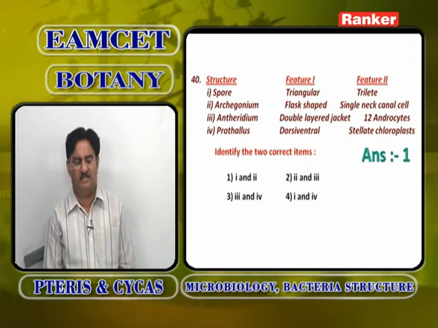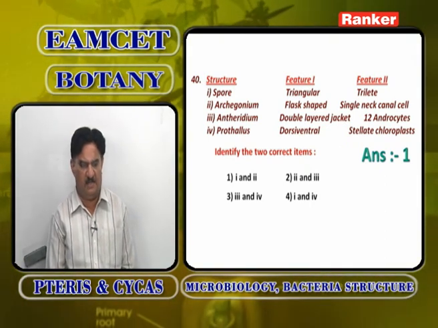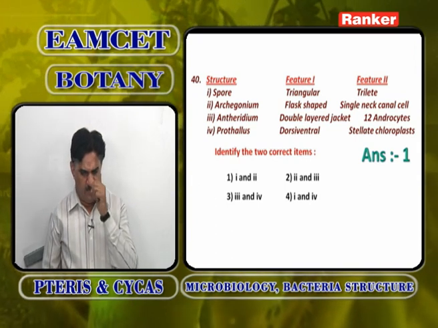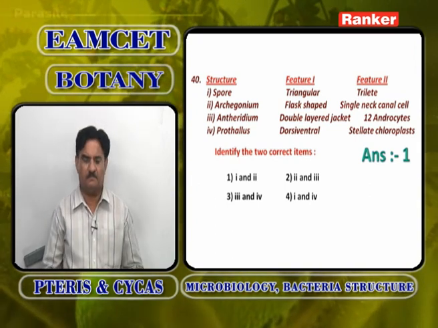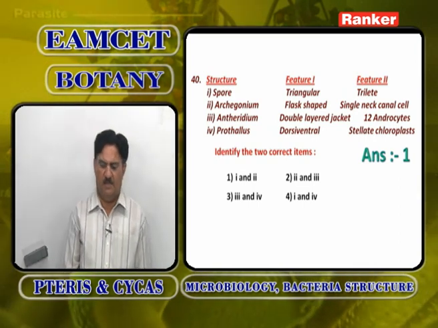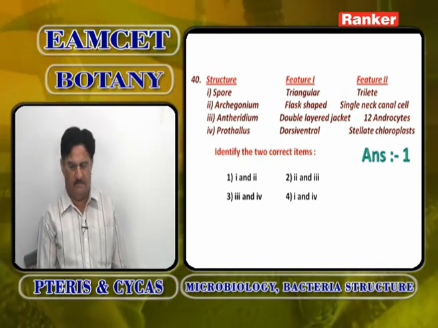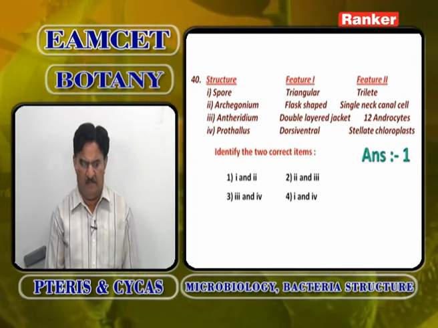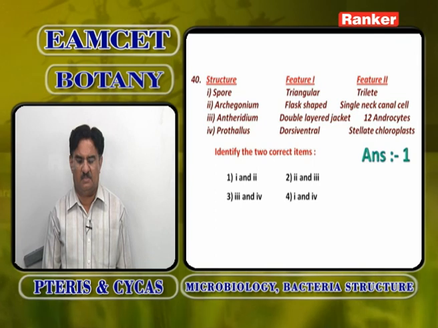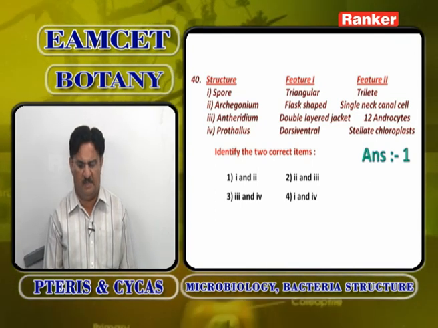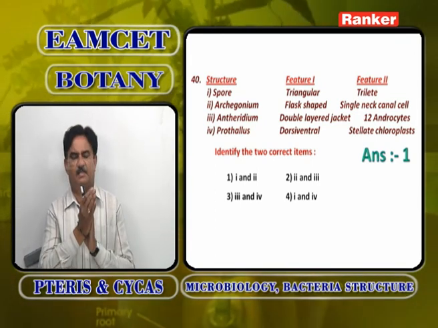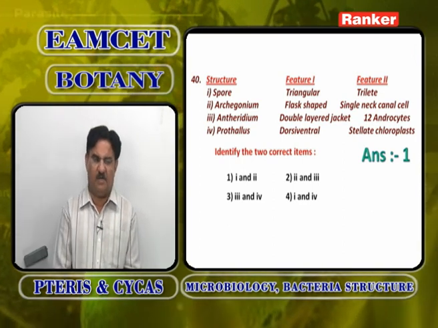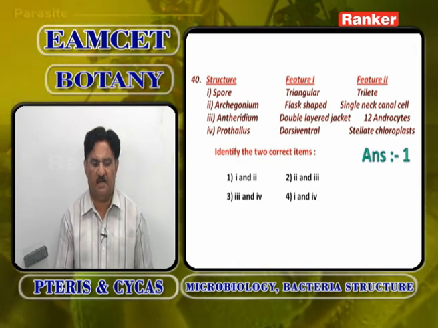Spore, triangular in shape, trilete. Trilete means a triradiate arm is present. Archegonium is flask shaped, single neck canal cell. That is also correct. So, 1 and 2 are correct. Antheridium, double layered, 12 androcytes is wrong. In total 32 androcytes are present. Prothallus, dorsiventral, stellate chloroplast is wrong. It is discoid chloroplast. So, here correct combinations are 1 and 2. Wrong combinations are 3 and 4.